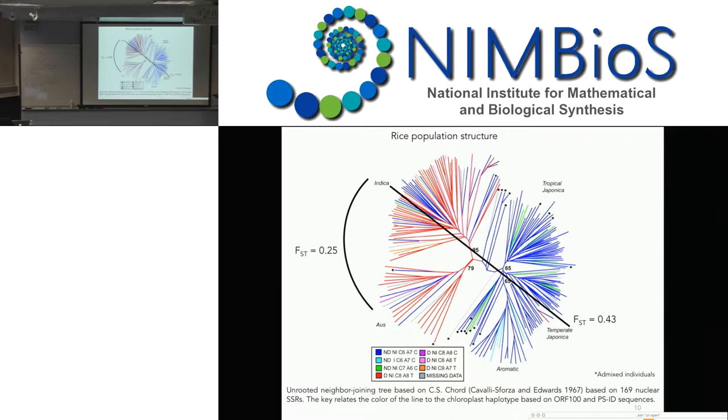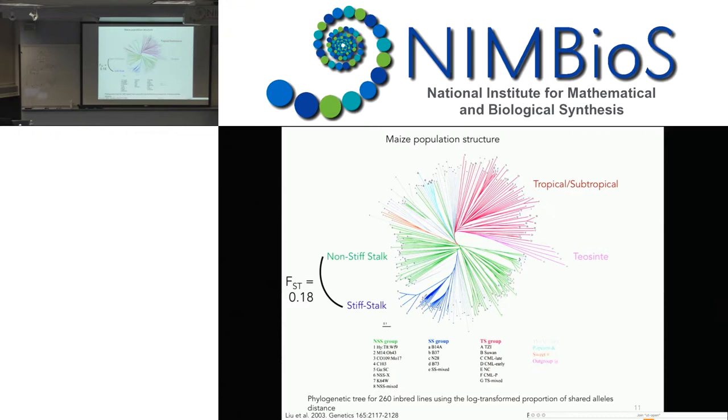If you go to maize, stiff stalk and non-stiff stalk, those of you who know maize breeding, these are the two major heterotic groups in North America. FST is about 20%. This is what makes hybrid corn work, is that little difference there. If you do stiff stalk versus tropical, subtropical, about 22% of all the variation is in there. So FST, I've shown breeding examples here, but FST is a widely used metric. How many of you have used FST? See, people use it widely, and there's lots of subtleties in FST, but here's the basic idea.